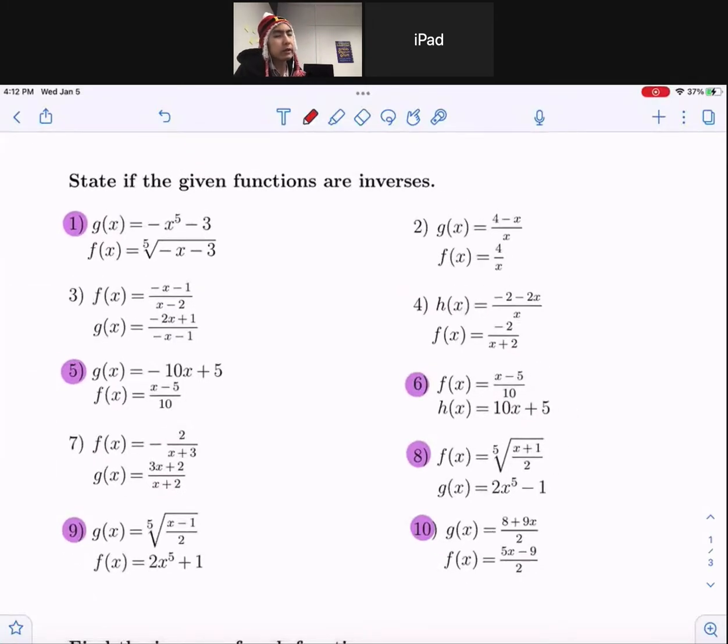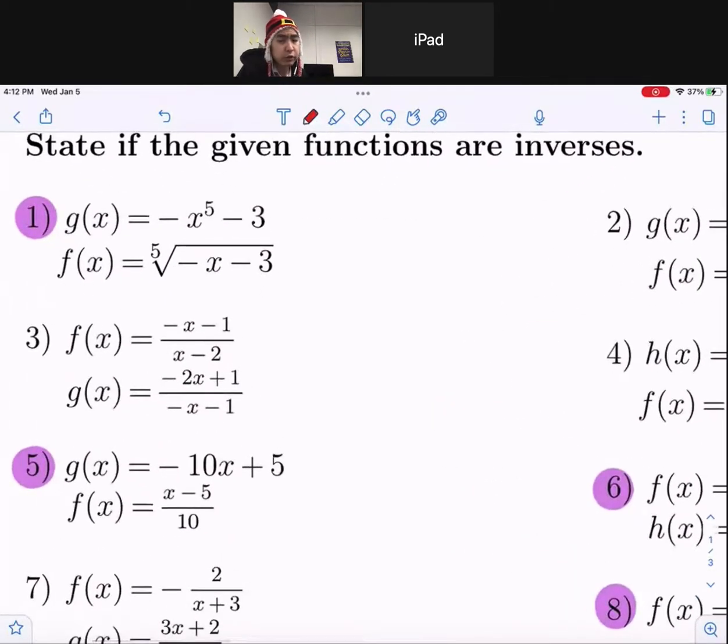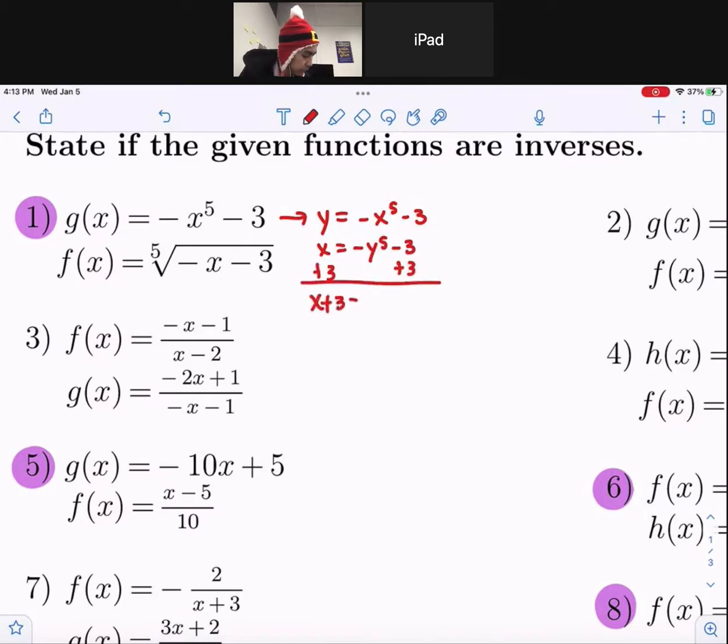So what you're really doing is testing to see if f is an inverse function of g, and is g an inverse function of f of x, and vice versa. You can choose to do it either way. Let's just see if f is an inverse function of g. For this one, let's set it equal to y. Switch your variables and then solve for y. Add 3 to both sides. Because there's a negative in front, we're going to divide both sides by -1 to get negative x minus 3 equals y to the fifth.